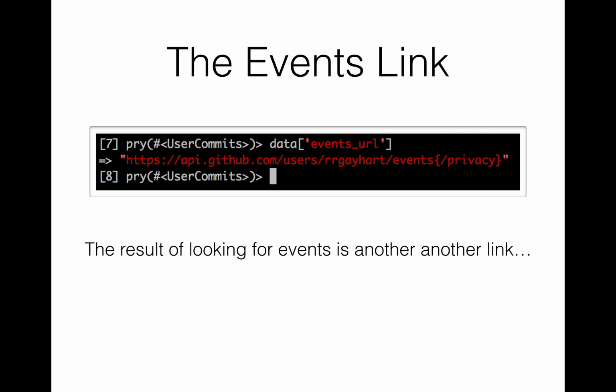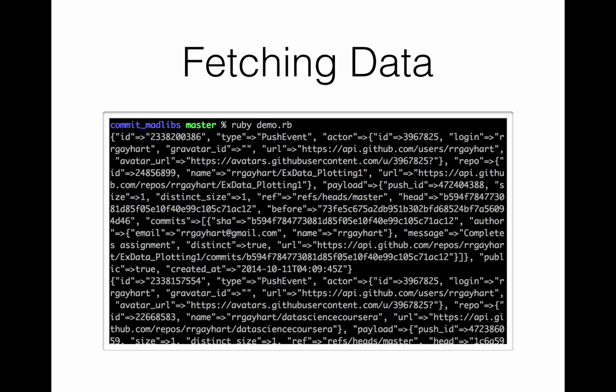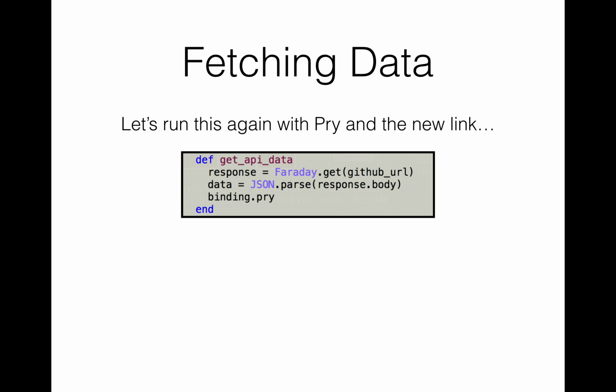So if we call data and then in square brackets and quotes events URL, which is our key, we're going to get back the result, which is another link. So let's update our URL to hit that link instead. So now if we call ruby demo.rb, this is what we used to get. Let's run this again with pry and let's look at the new link.